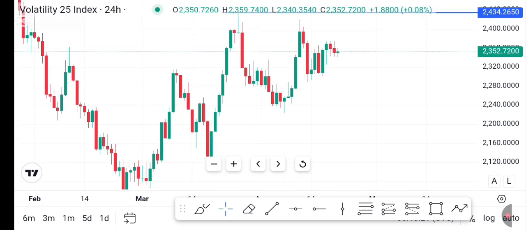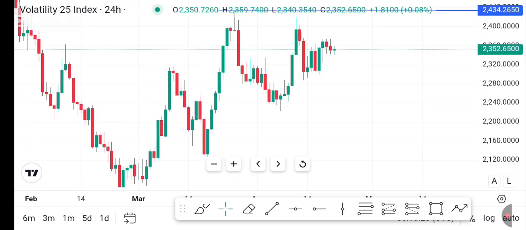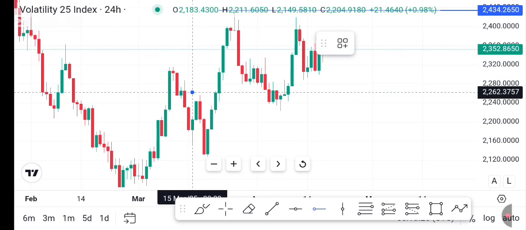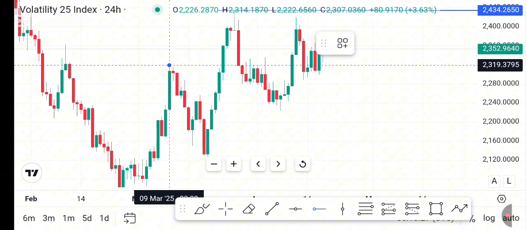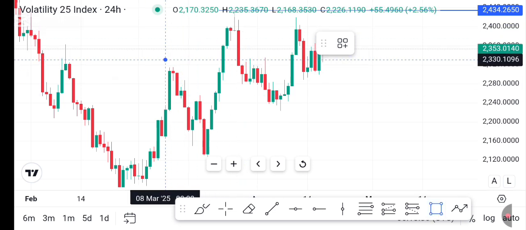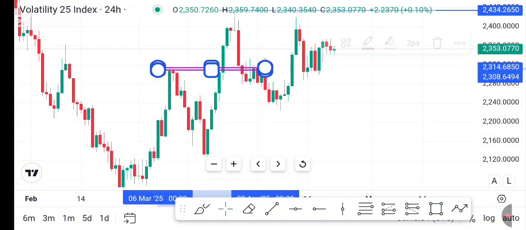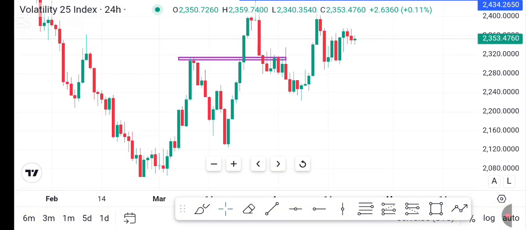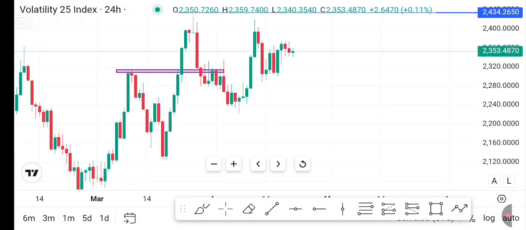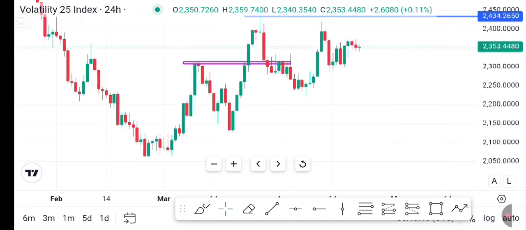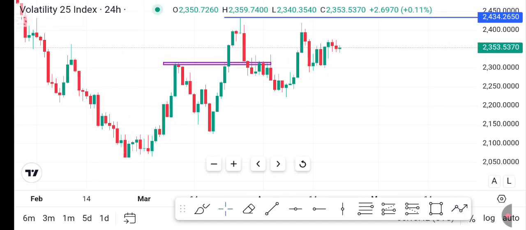So we see the market broke this area down. You see it broke this area. When the market broke this area, we came back to make a retest. You can see when we broke this, we came back to make a retest. The market moved up like that, so you can see that the market didn't come to break this down.